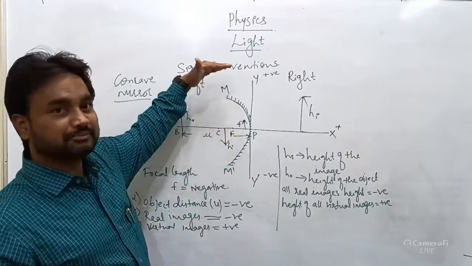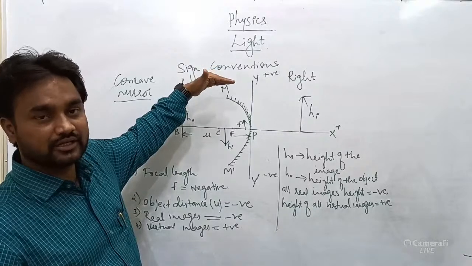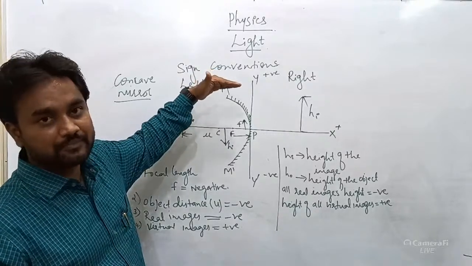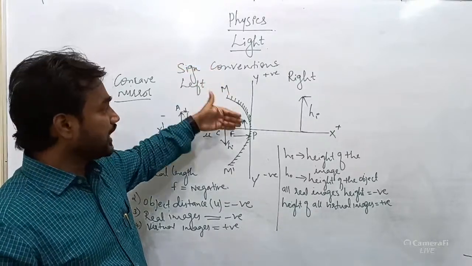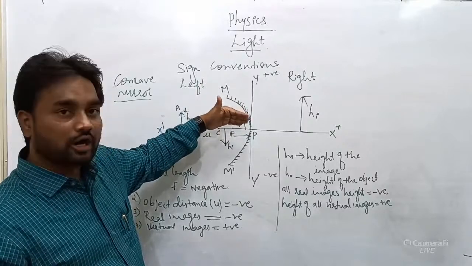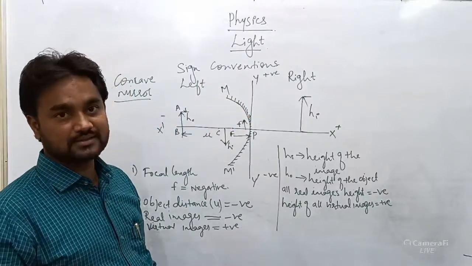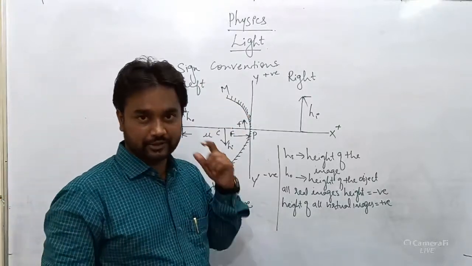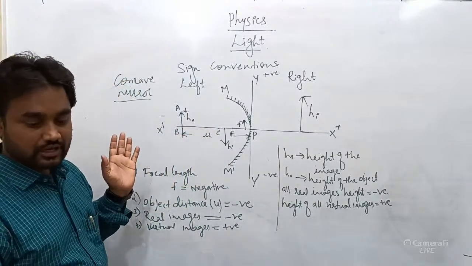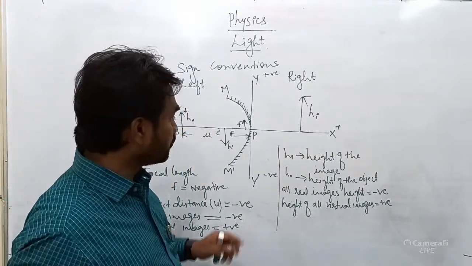And if you are measuring the height of the image or object above the principal axis, that would be positive, and if you are measuring the height of the object or image below the principal axis, then that would be considered as negative. So this is all about sign convention. Hope it is understood to you all.